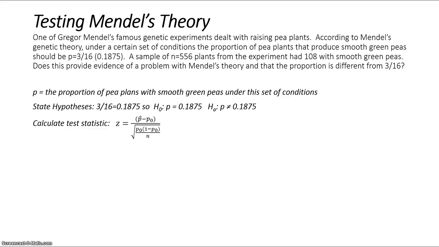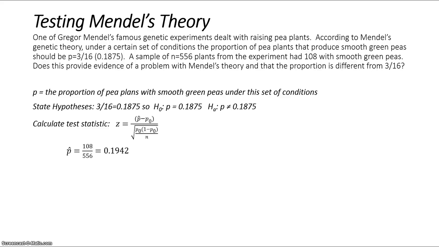The next step I'm going to need to do is calculate a test statistic that helps me measure how unusual this particular sample would be if the null hypothesis is true. So I'm going to use this formula for the test statistic, z equals p hat minus p0 divided by the square root of p0 times 1 minus p0 over n. To do this, I'm going to need to find those values to plug in.